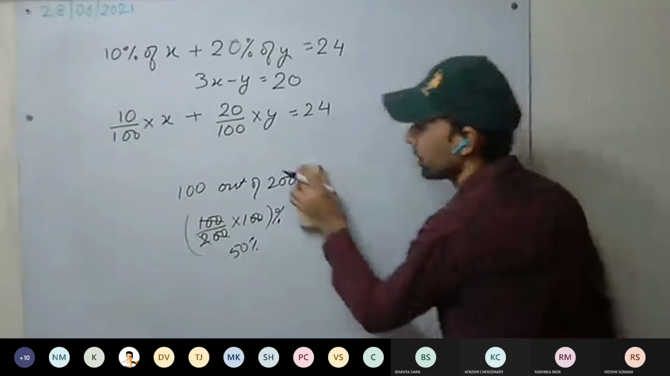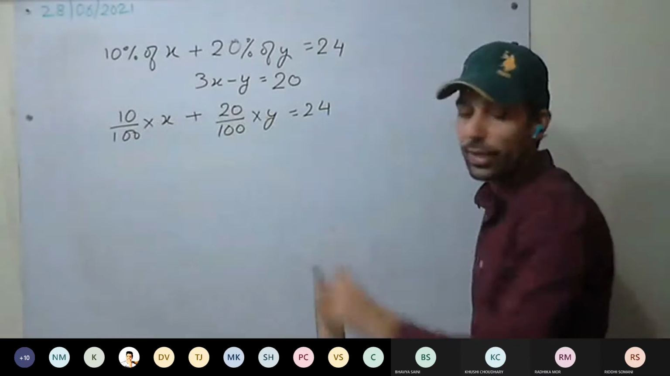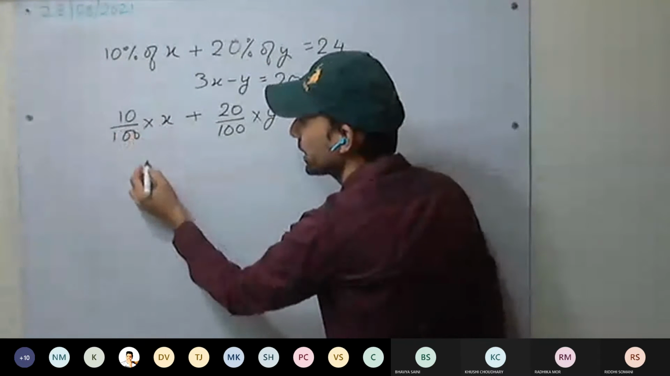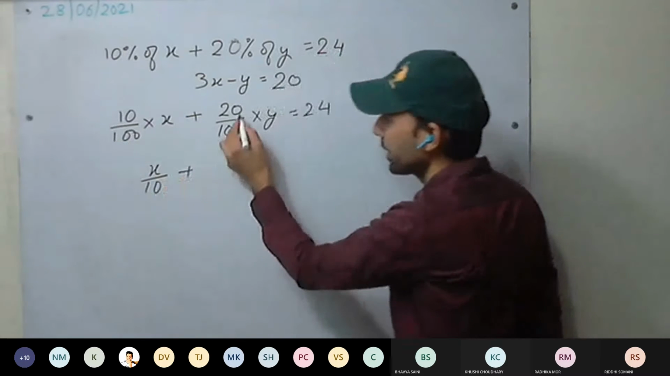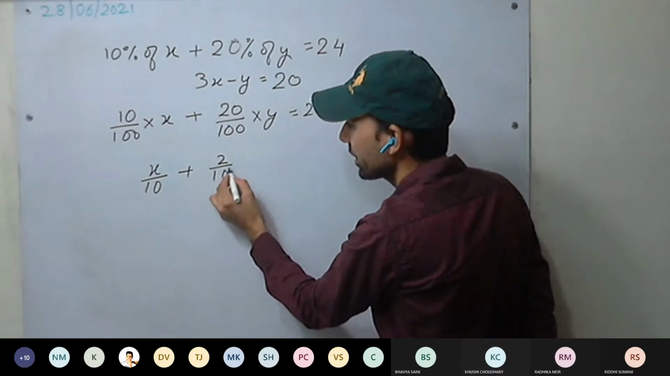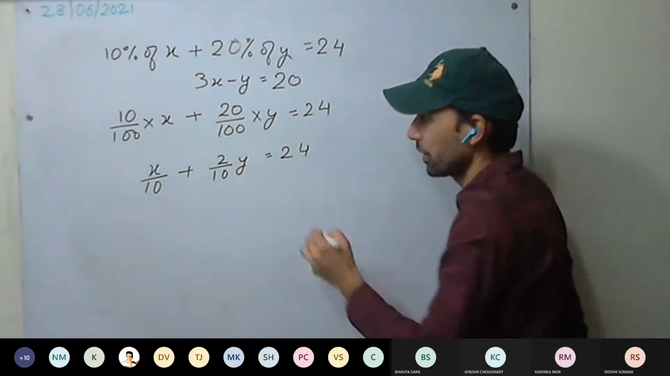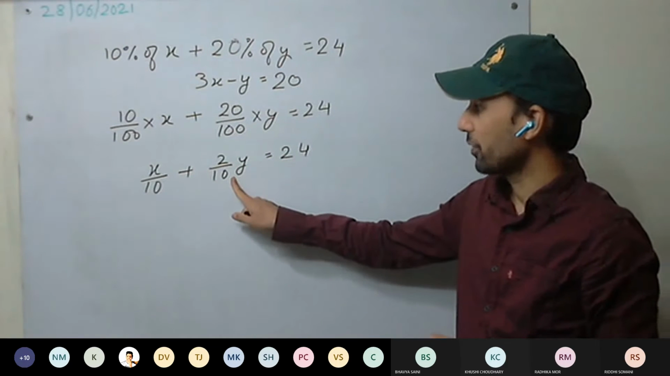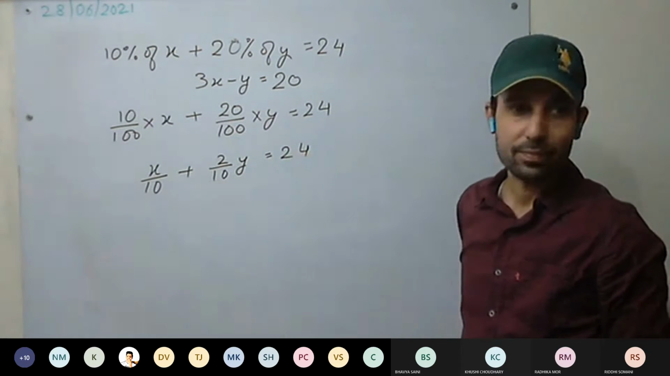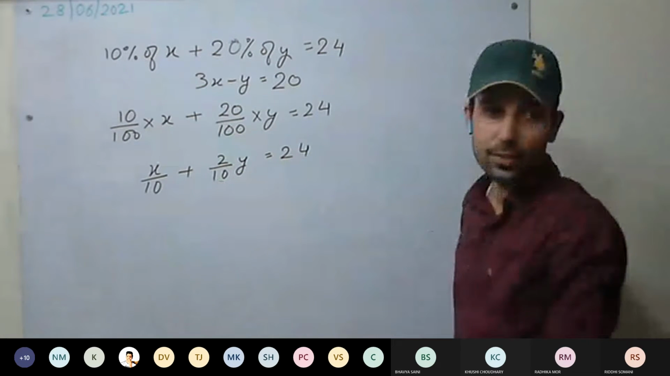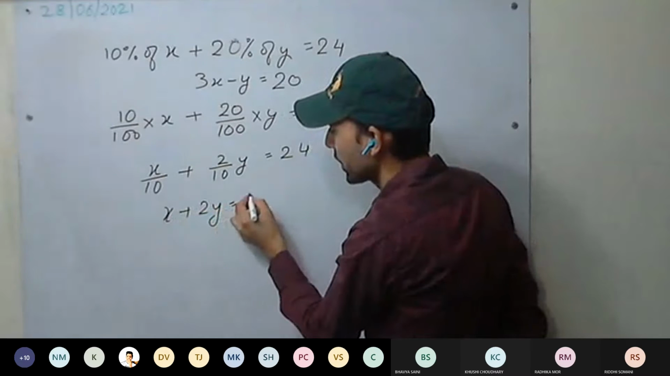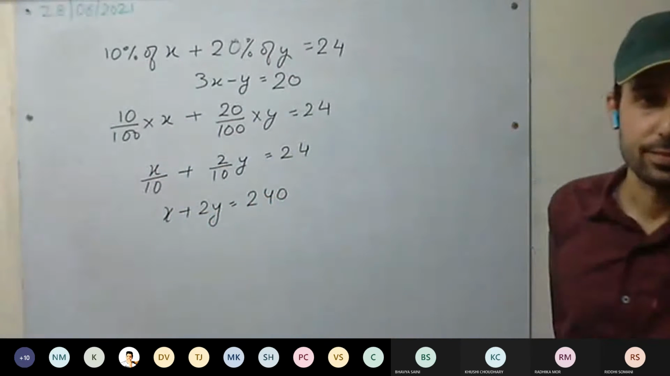Okay. So 10% of x plus 20% of y equal to 24. Zeros get cancelled. It is x by 10 plus 2 by 10 y equal to 24. I haven't cancelled 2 by 10 further to 1 by 5 because we have to take the LCM, so I have left it as 10. Take the LCM. It will be x plus 2y equal to 240. Is this clear?